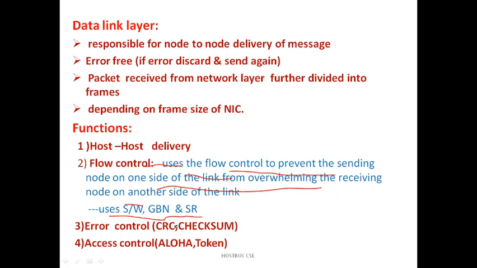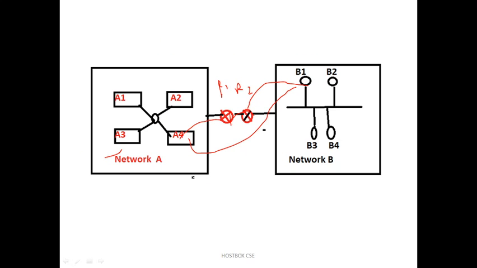Then error control. Error control is very important, and it follows the mechanisms of CRC and checksum. Checksum comes under the category of the transport layer, so we don't bother with it now. For error control, we use CRC, the cyclic redundancy check.